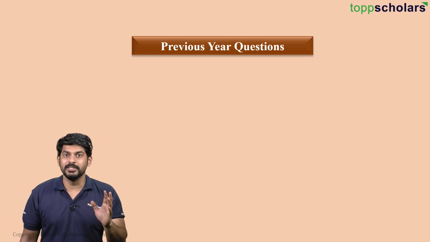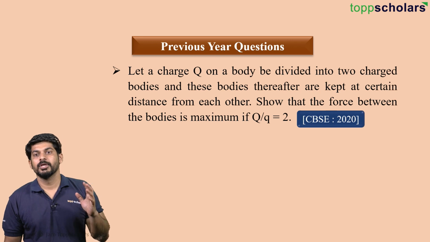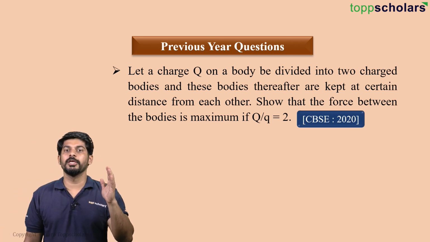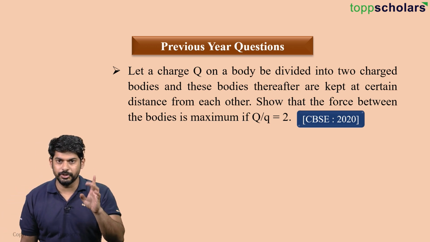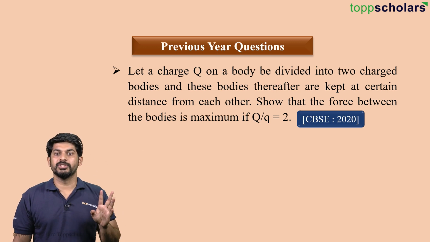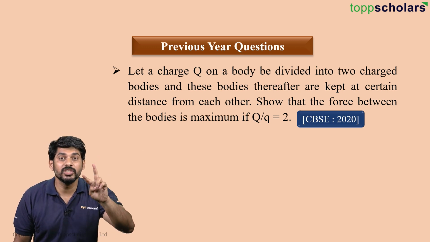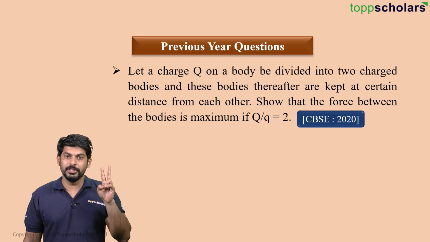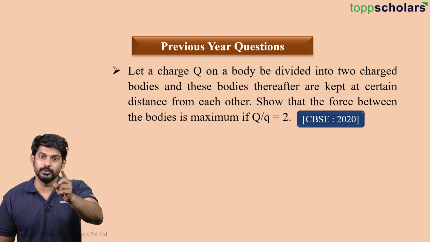Now after all this, let's see one previously asked question. Here is a simple question. Let a charge Q on a body be divided into two charged bodies. So we have a charge Q which is divided into two charged bodies, and these bodies thereafter are kept at a certain distance from each other. Show that the force between the bodies is maximum if Q upon q is equal to 2.